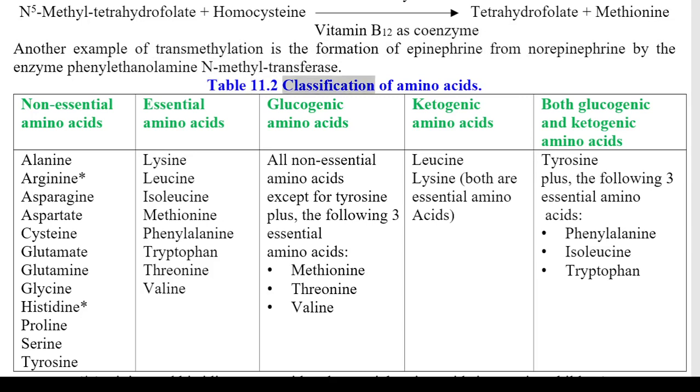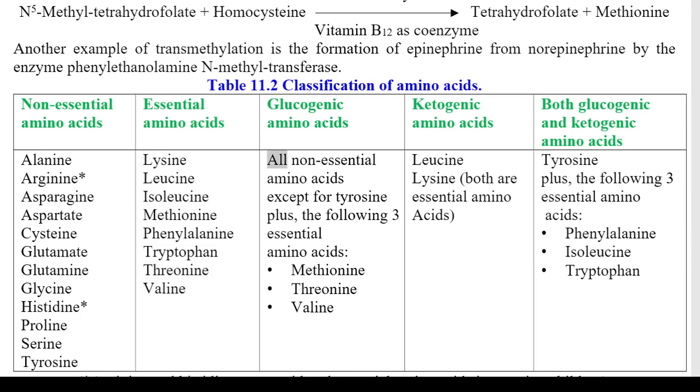Table 11.2 Classification of amino acids. Non-essential amino acids, essential amino acids, glucogenic amino acids, ketogenic amino acids, both glucogenic and ketogenic amino acids. Alanine. Arginine asterisk. Asparagine. Aspartate. Cysteine. Glutamate. Glutamine. Glycine. Histidine asterisk. Proline. Serine. Tyrosine. Lysine. Leucine. Isoleucine. Methionine. Phenylalanine. Tryptophan. Threonine. Valine.